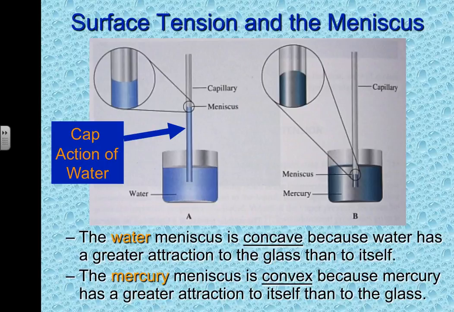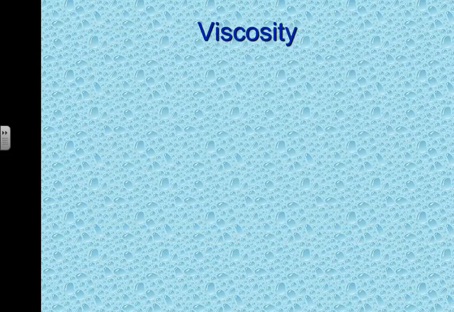The majority of the things that you are going to work with will be water-based, and so you will always see a concave meniscus, understanding that the picture on the left is what you are likely to see with anything that we do in this class. So that's surface tension. Next and finally, we're going to talk about viscosity.